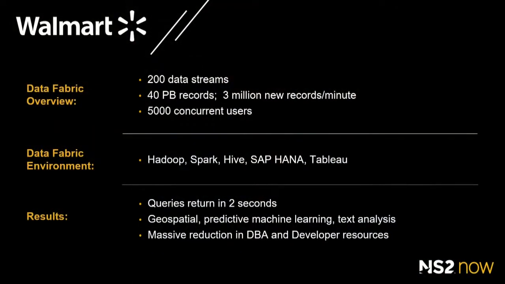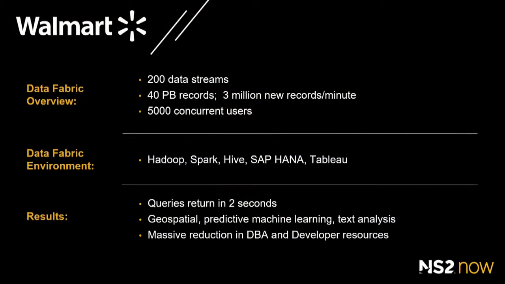So here's their house slide. They have 200 data streams in this application. They have meteorological weather data, economic data, Nielsen data, telecommunications, social media, gasoline price data, and local events databases. It's 40 petabytes, which is 250 billion point-of-sale records, and 3 million new records coming in per minute to the system. They have 5,000 users in the Walmart ecosystem querying this application simultaneously.